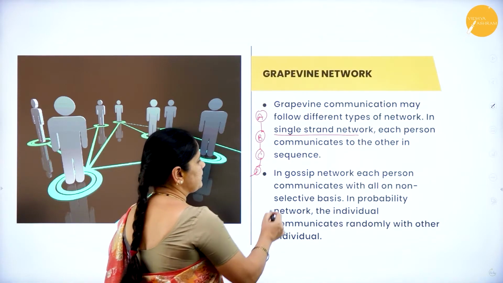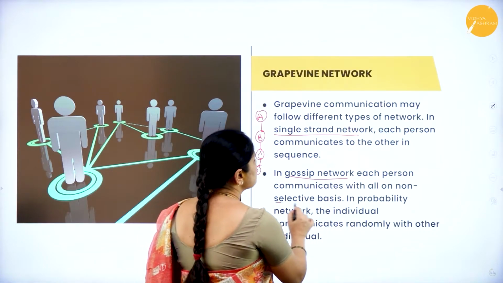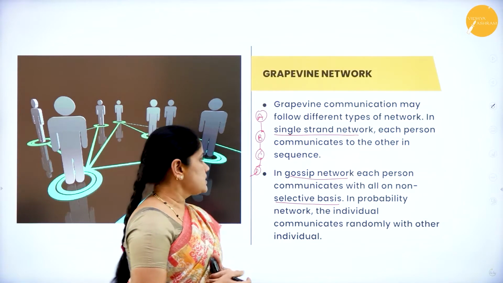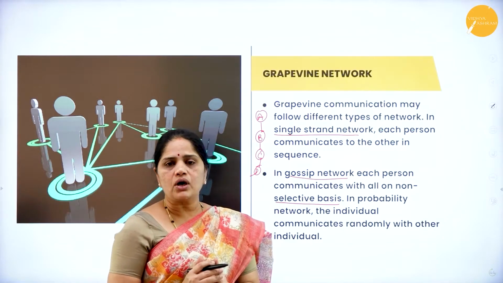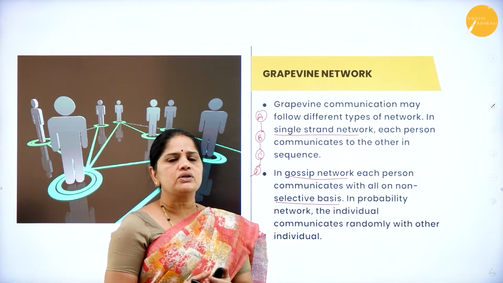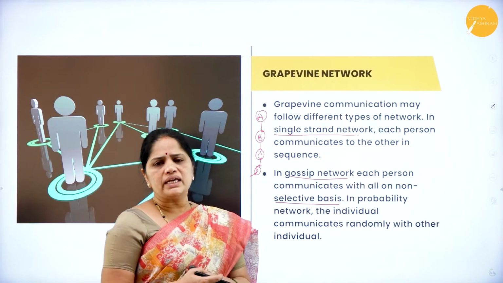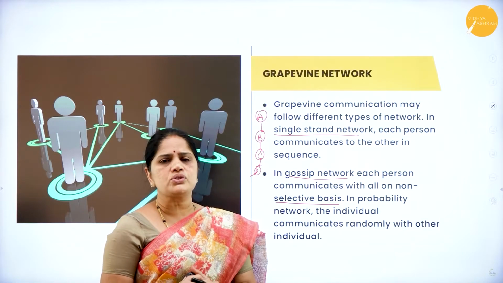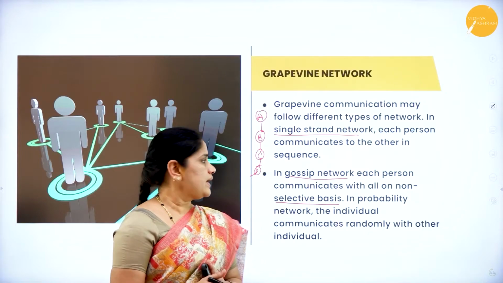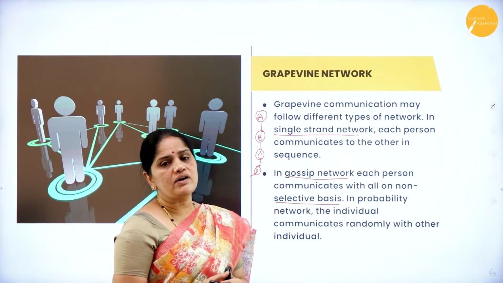Next, in the gossip network, each person communicates with all on a non-selective basis. The second type of grapevine network is the gossip network. In this network, the person can spread rumors to everybody. He will not select to whom he is talking or not talking. He will just try to give this news to everybody whom he meets on his way. There are no fixed channels of communication here.